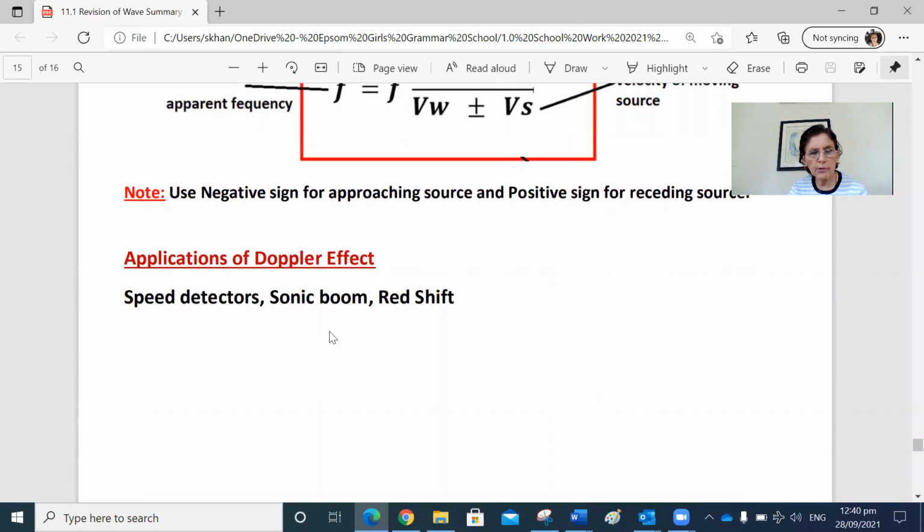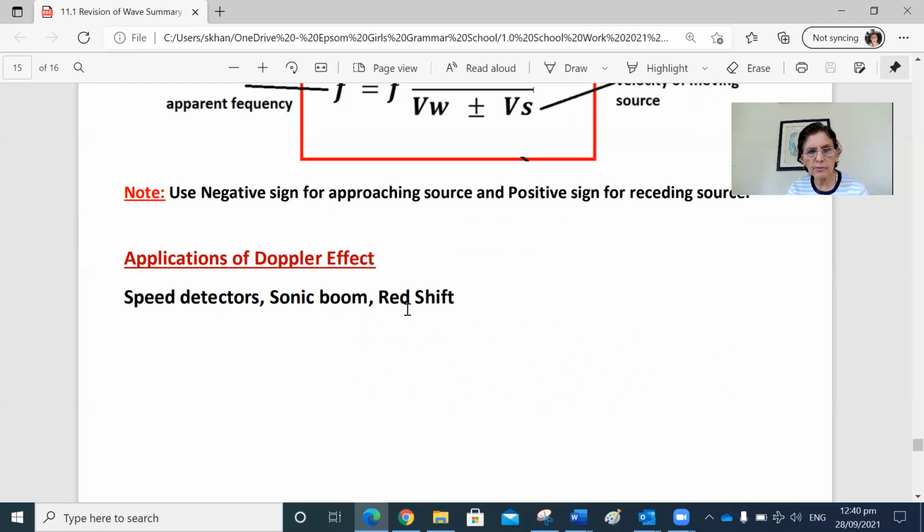Now, this is quite a useful phenomenon in terms of speed detecting cameras. They use this Doppler effect. And sometimes you hear sonic booms when planes are flying at a speed higher than or close to the speed of sound. So that's when the sonic boom happens.